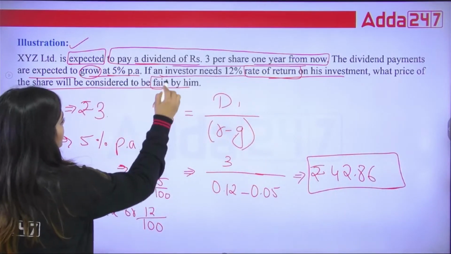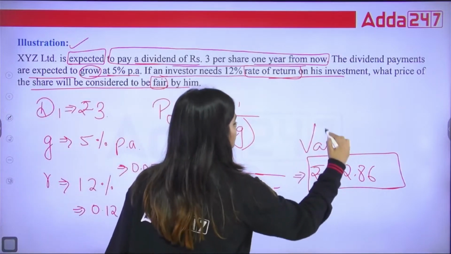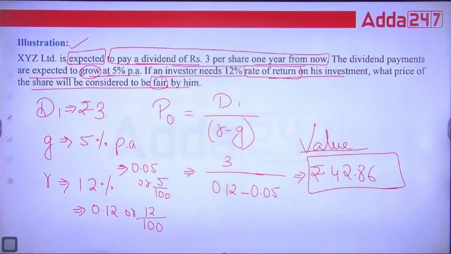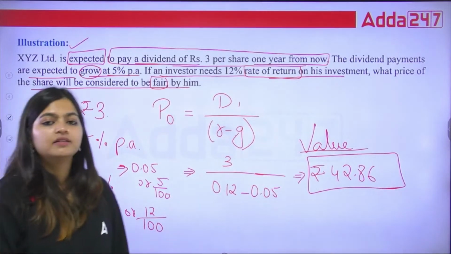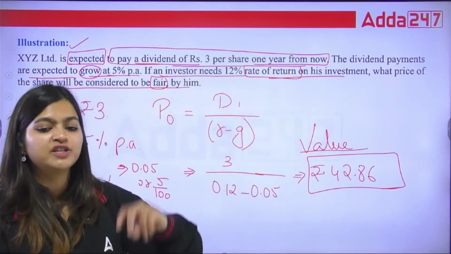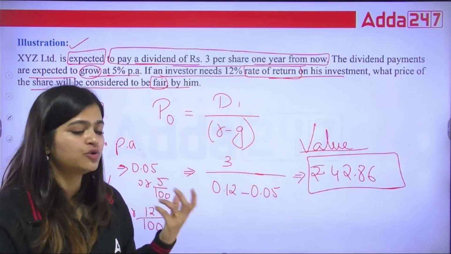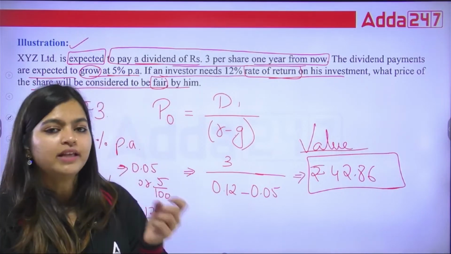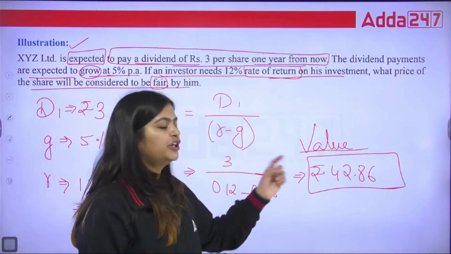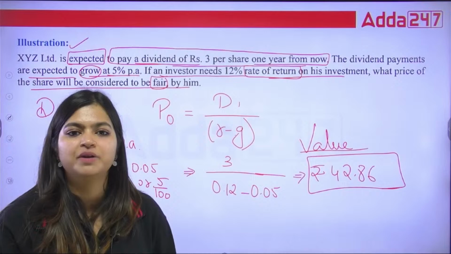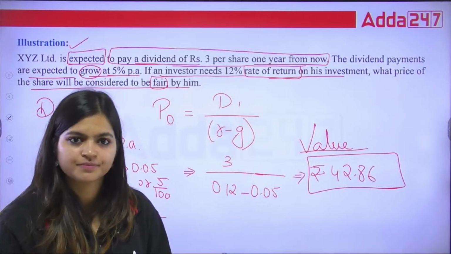This is the value which truly describes this investment. Whatever investments you are going to get, or you are estimating in the future, the ultimate value of this investment is 42.86. I hope this is clear.